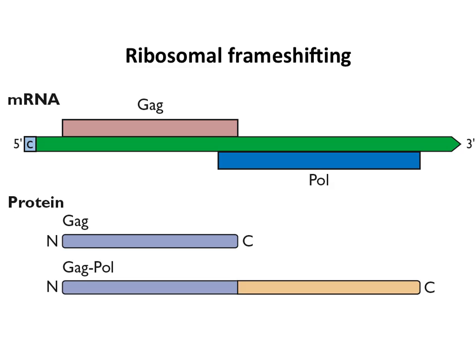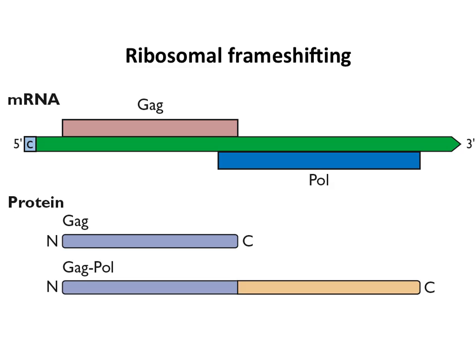All right, so that is frame shifting. And one last mechanism that we will talk about in terms of getting the maximum of coding out of a genome is frame shifting. And this happens also in retroviral genomes.